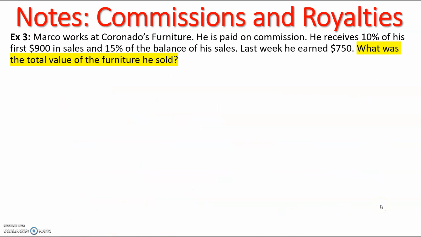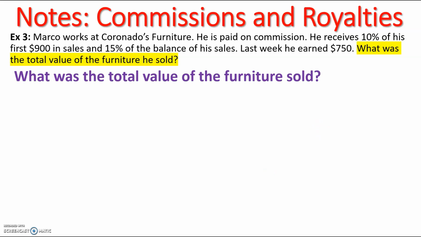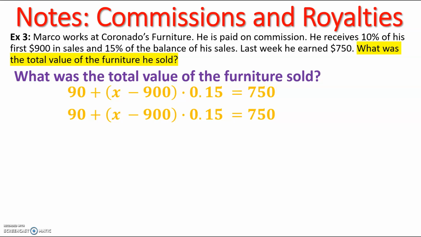All right, so the question we're ultimately trying to answer is, what was the total value of the furniture sold? So we're going to use the equation we created. 90 plus x minus 900 times 0.15 equals 750. Now, the first thing we need to do to simplify this equation is to distribute or multiply the 0.15 to both the 900 and to the x, giving us 90 plus 0.15x minus 135, which is the product of 900 and 0.15. This is equal to 750.